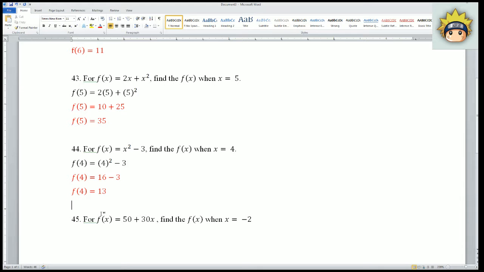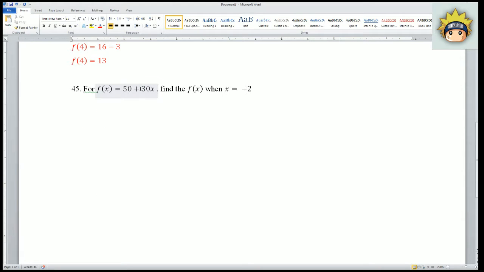45 says the function equals 50 plus 30x. Find the value of the function when x equals to negative 2. Okay, so first step, always rewrite the function. The x right here is negative 2, so we put negative 2. 50 plus 30x, which is negative 2 here. Good, right? Wherever I saw the x, I plug in negative 2.